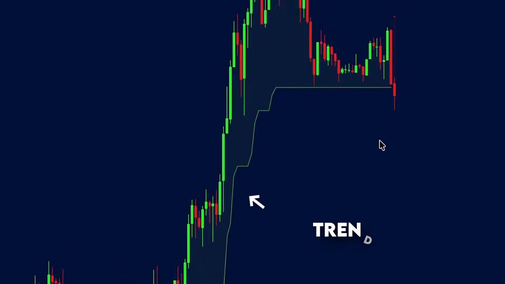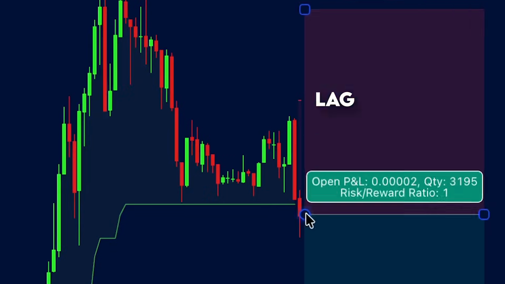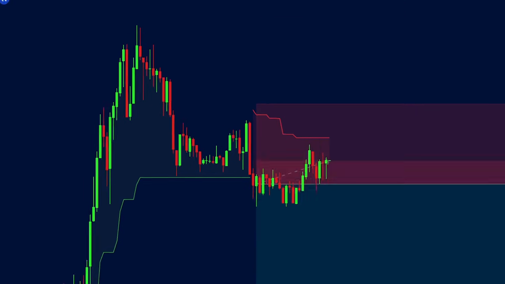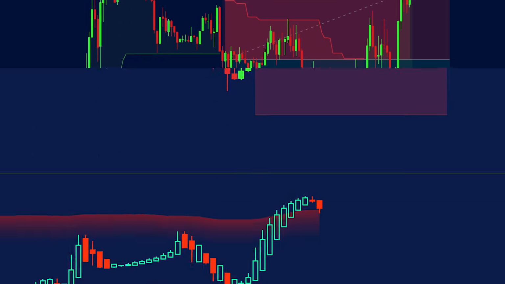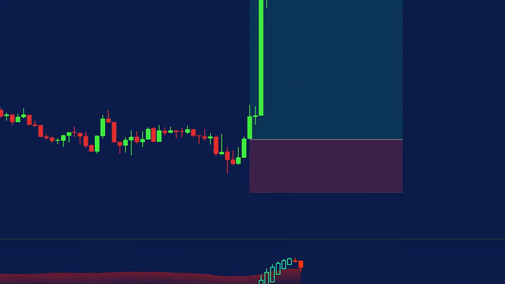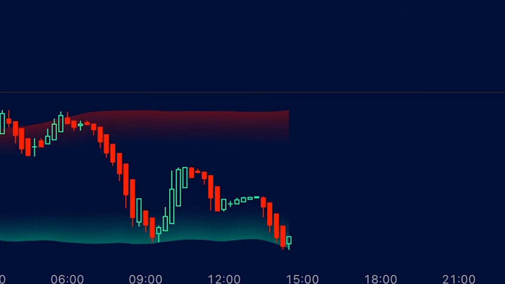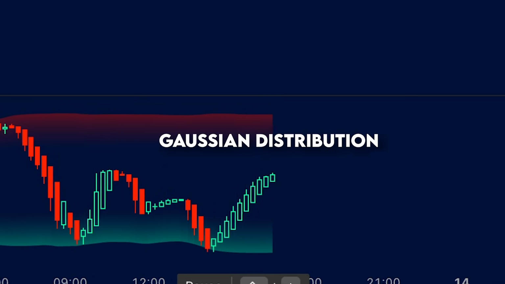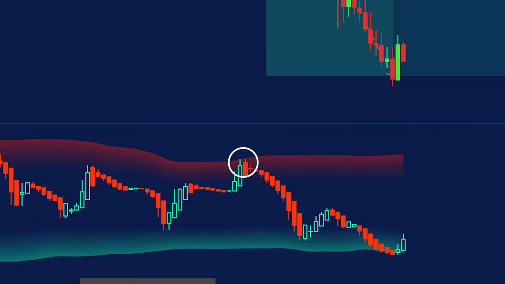Most trend indicators suffer from one fatal flaw: lag. By the time they tell you the trend changed, you've already missed 30% of the move. And that's exactly why this accurate indicator changes everything. It uses logarithmic transformation to convert price into a Gaussian distribution, which naturally amplifies turning points before they happen.